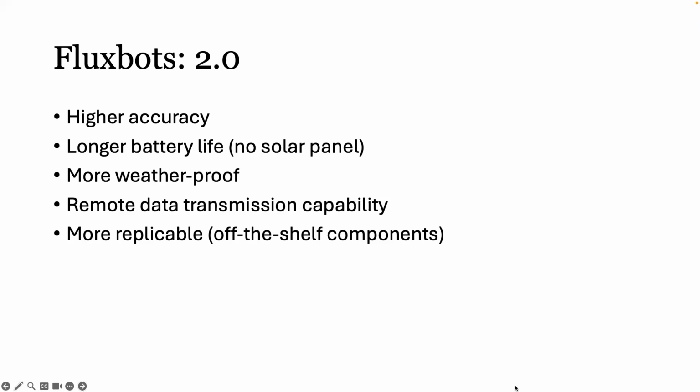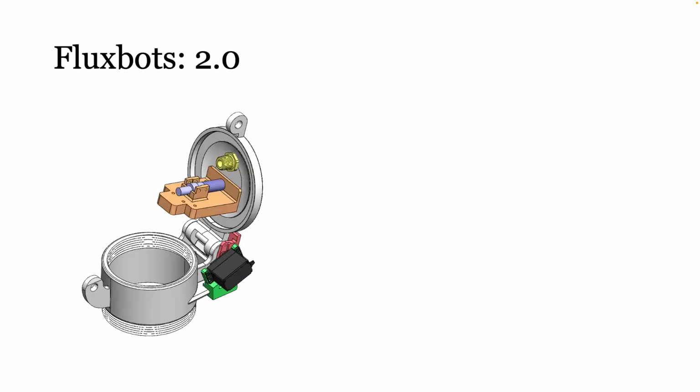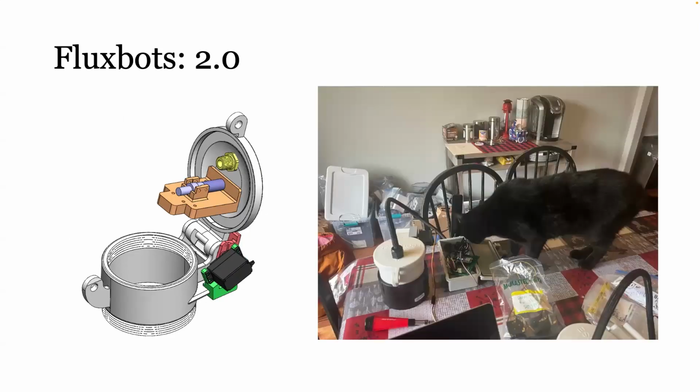They have a higher accuracy CO2 sensor installed in them. They have a longer battery life because it turns out we can't rely on solar power up in Newfoundland the way that we could on the equator. They're more weatherproof. They newly, thanks to our colleague Connor Pan, have remote data transmission capabilities via the cell network, and they're more replicable. They have more off-the-shelf components as opposed to a lot of homemade components that we made ourselves in 2019.